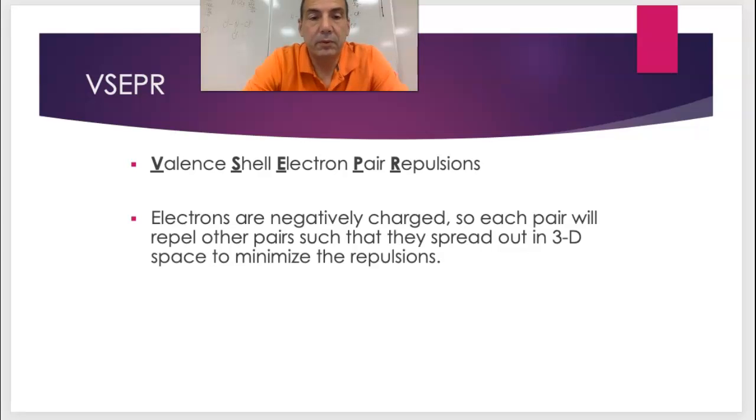VSEPR really stands for valence shell electron pair repulsion. When we draw our Lewis structures, we're always talking about them in electron pairs, right? We know that orbitals hold 2 electrons, and so these electron pairs will repel one another and spread out around the valence shell as much as possible. So that's really the basic idea here. Opposites attract, yes, but likes repel. So we're going to try to minimize those repulsions in 3-dimensional space as much as possible.